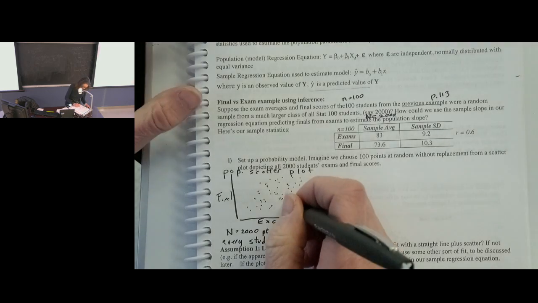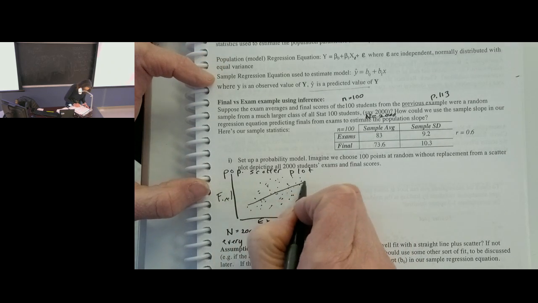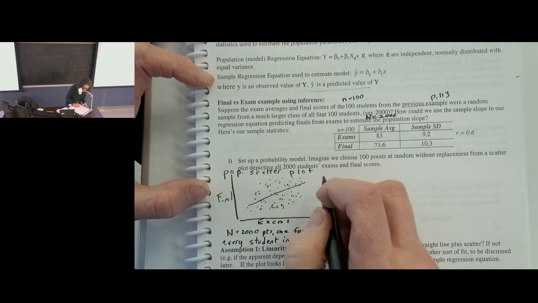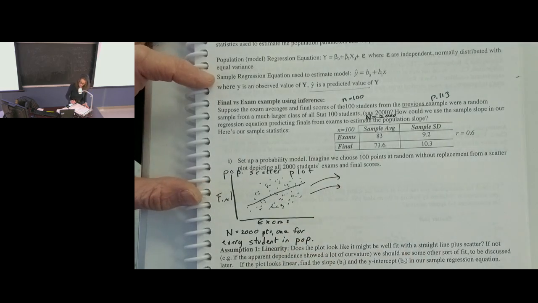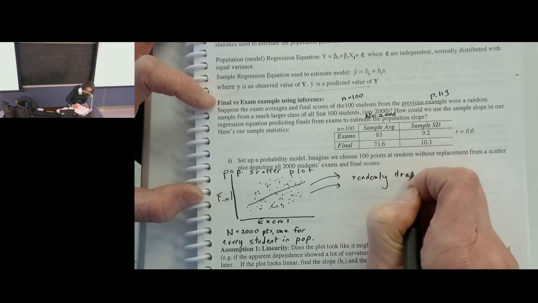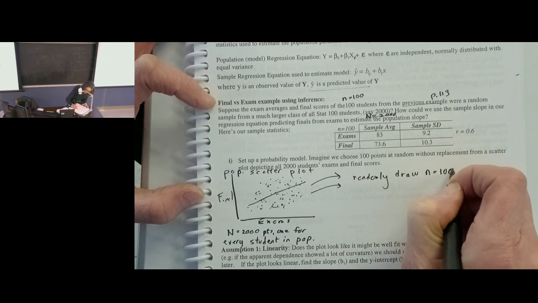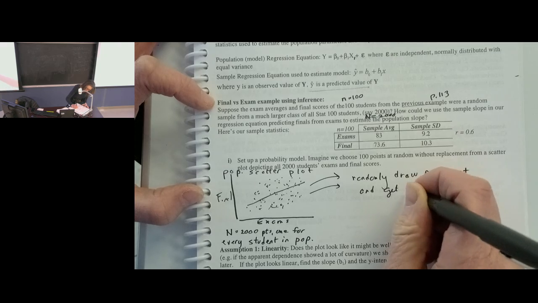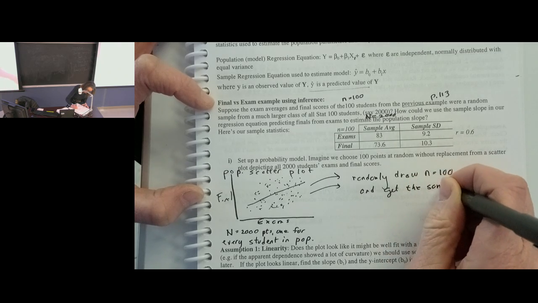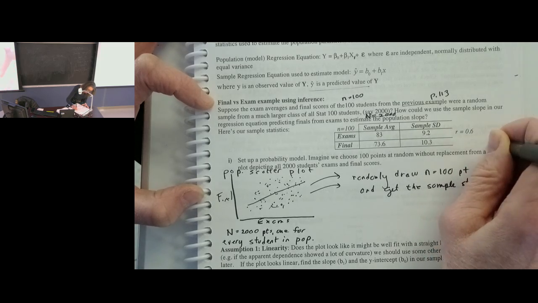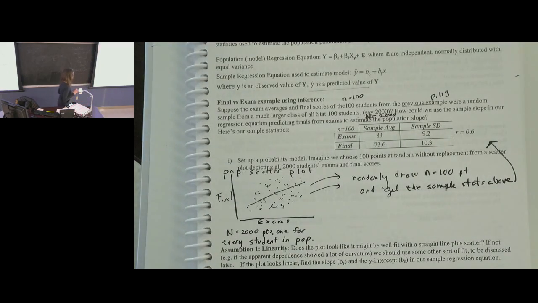And so we have this regression line, but we don't know it. Okay? We don't know it. And then what we do is we randomly draw n equals 100 points and get these sample statistics. That's all our sample stats, okay? That's what we have. Now we want to use this.